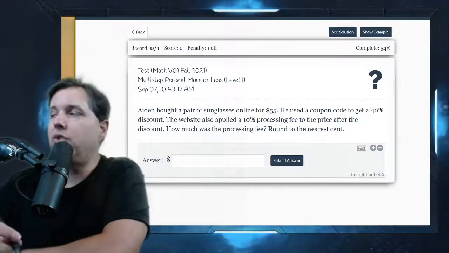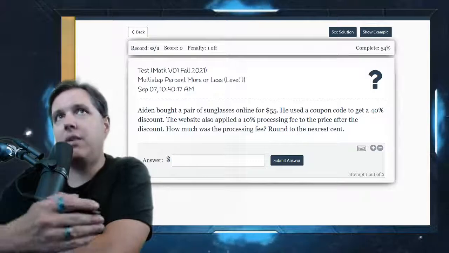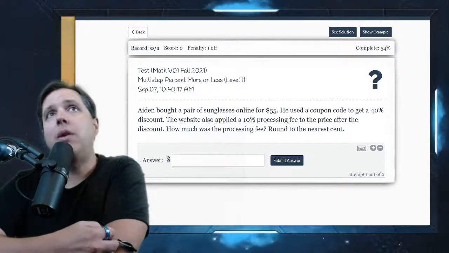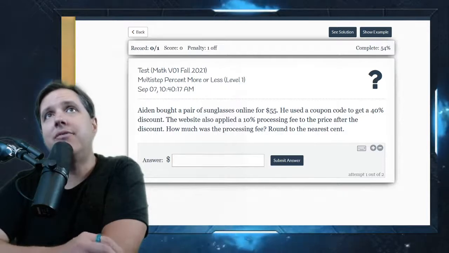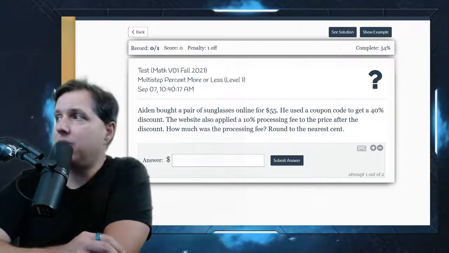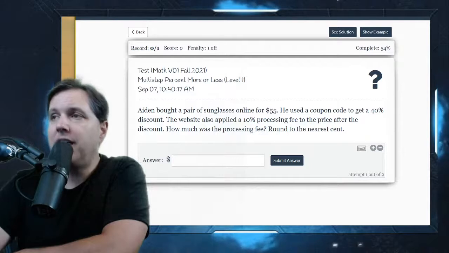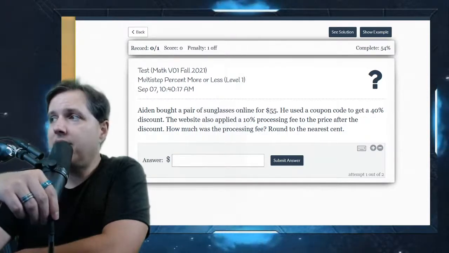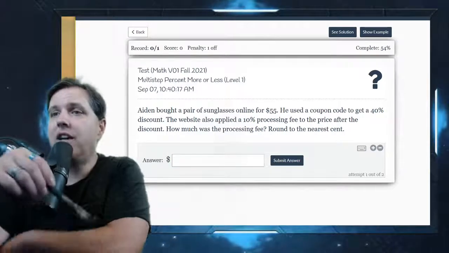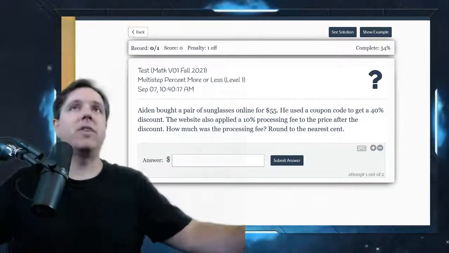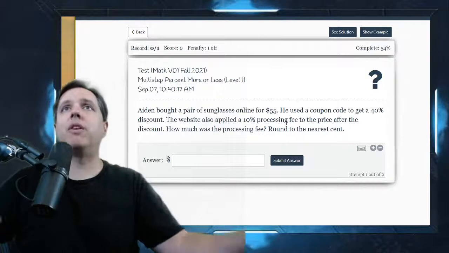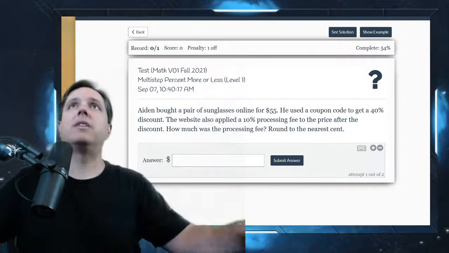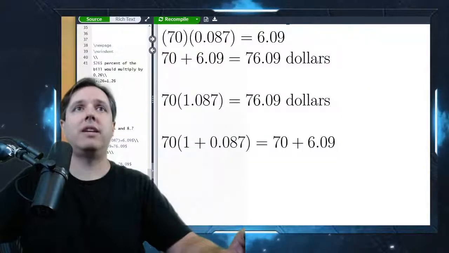Okay, so what we're going to want to do here is go in the right order and apply things in the correct order. They're specifically telling us the website applied a 10% processing fee after the discount was taken. So we want to take the discount calculation first, followed by the processing fee calculation, and then get our final answer. And they want us to round to the nearest cent. So what do we have? We have $55, then 40 and 10 discounts. Okay, so let's find that.